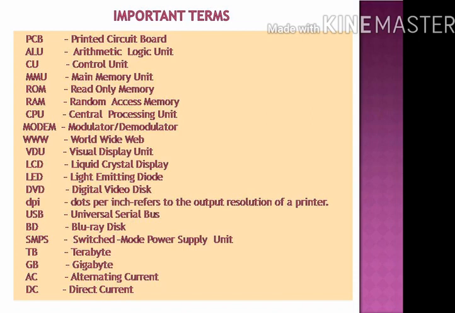Dots per inch refers to the output resolution of a printer. USB, Universal Serial Bus, BT, Blu-ray disc, SMPS, Switch Mode Power Supply Unit, TB, Terabyte, GB, Gigabyte, AC, Alternating Current, DC, Direct Current. Students, in this session, I have discussed about components of motherboard and external hardware.